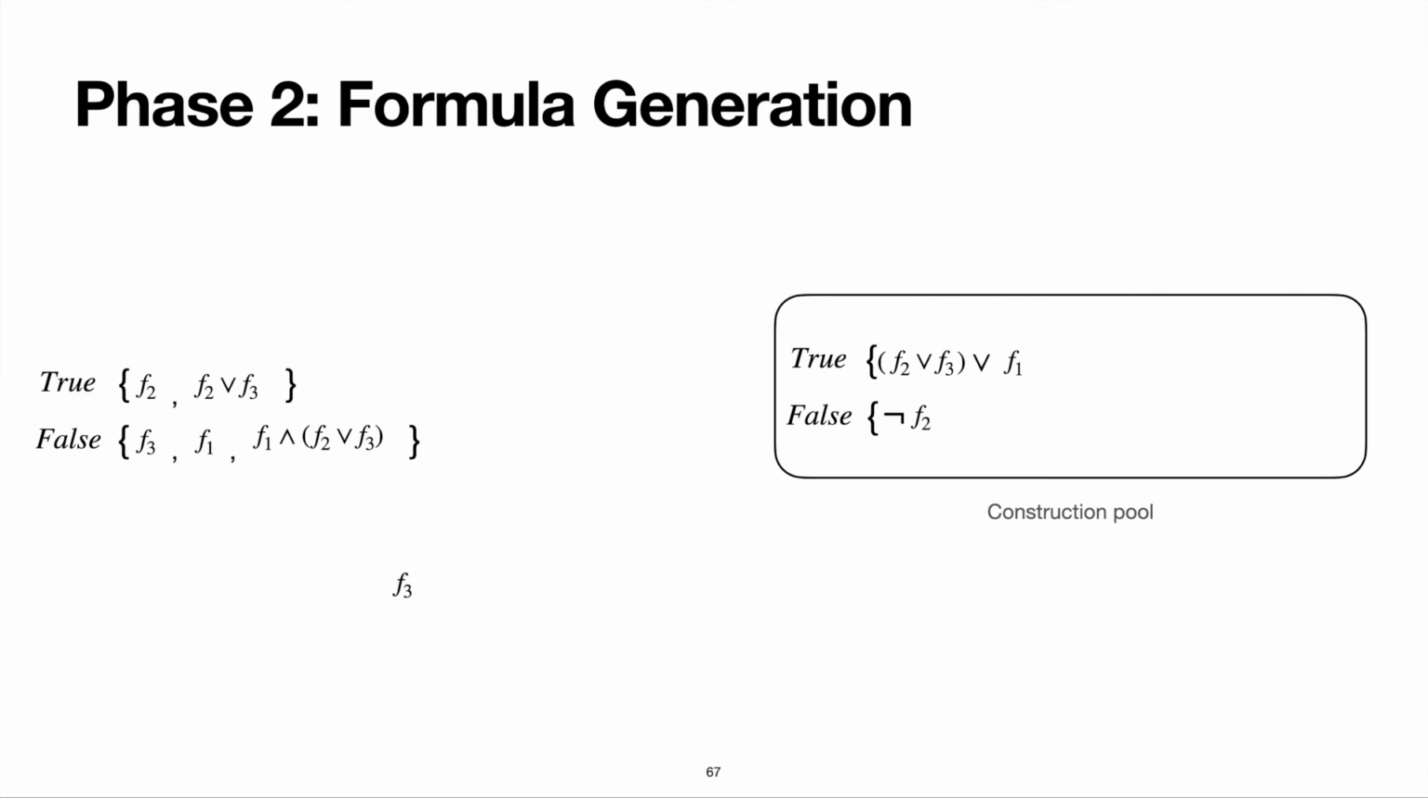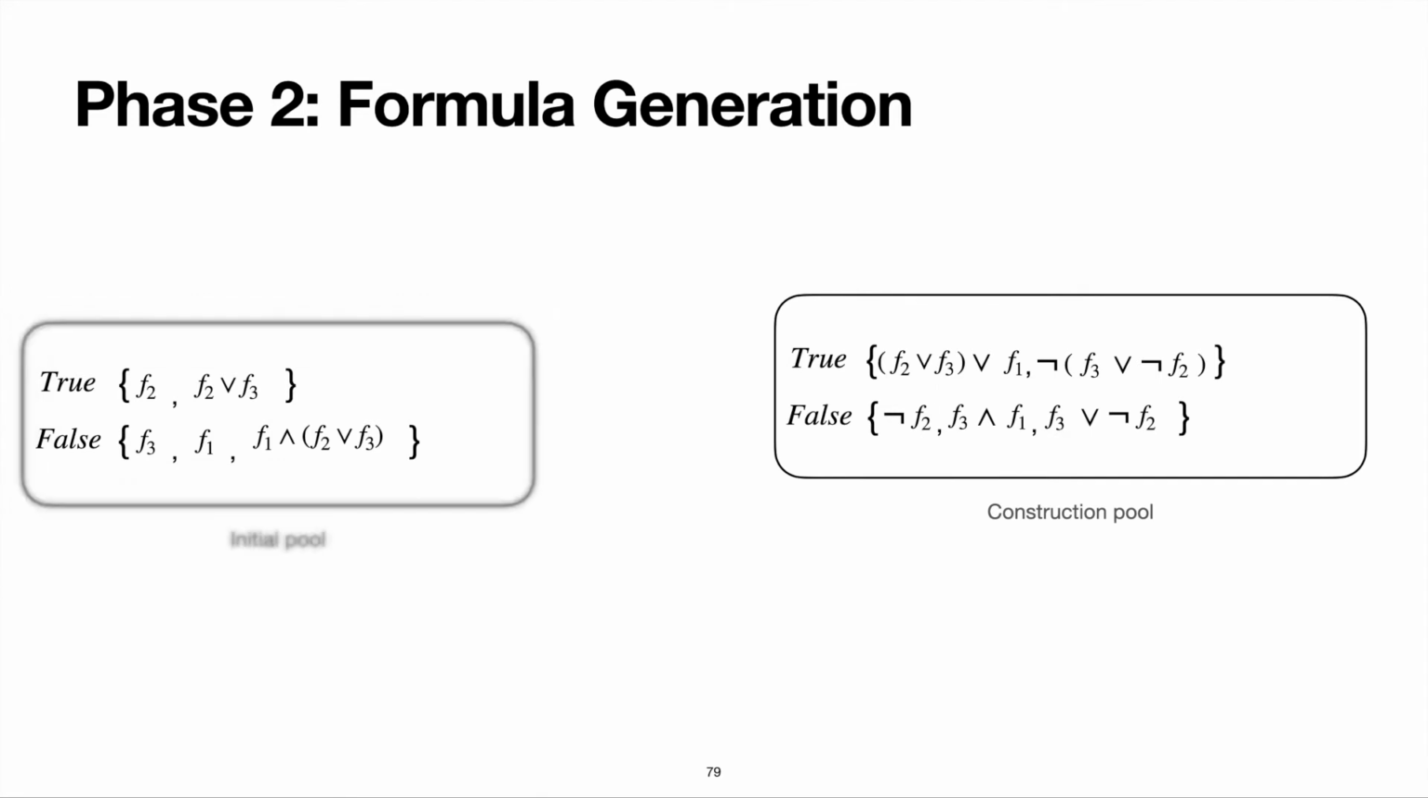We can also use the constructed formulas from the construction pool. Here, we disjunct 2 false formulas, negate them, and then move the new formula to the true set. Let's do this a few more times. We can do this as many times as we like, but let's stop here.